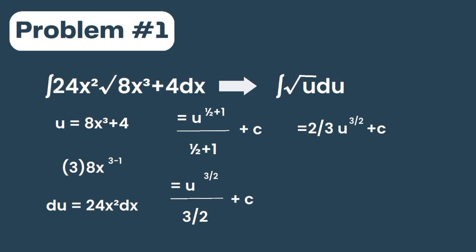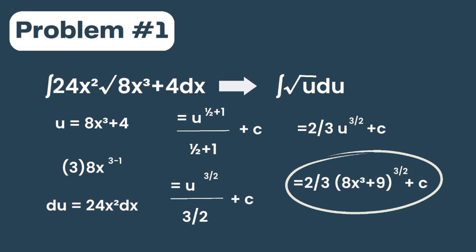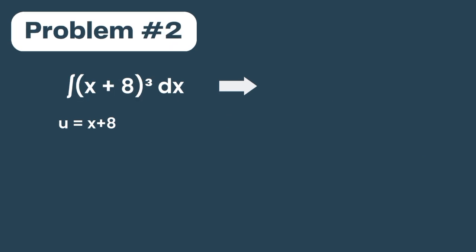But this is still not the final answer. Now we need to substitute the u we identified earlier. And now we got the final answer, which is 2 over 3 times 8x cubed plus 4 raised to 3 over 2 plus c. Now on to the second problem, the integral of x plus 8 cubed dx.